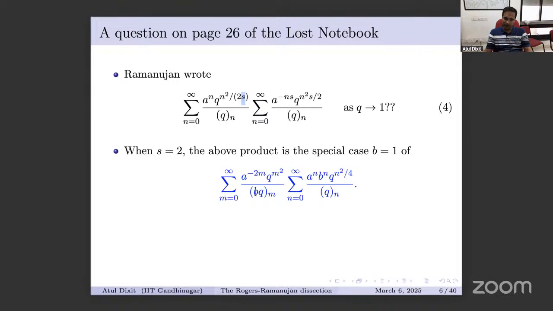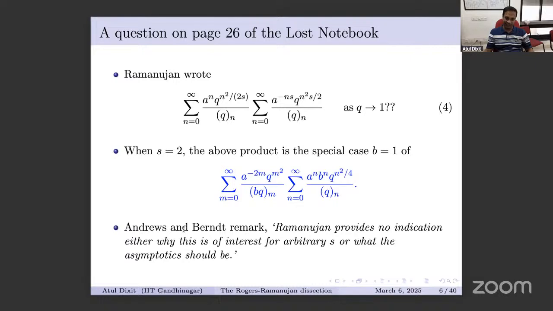And then this one gives you a to the minus 2n, q to the n square upon (q)_n, which is what is here with b equal to 1. So you see that Ramanujan is now looking at this and further generalizing it, although he doesn't have a b in there, but he has a parameter s. And he's asking what is the asymptotic behavior. We'll come back to this, the asymptotic analysis. But one thing that you find in part 2 of Ramanujan's lost notebook by Andrews and Berndt is that Ramanujan provides no indication either why this is of interest for arbitrary s or what the asymptotics should be.